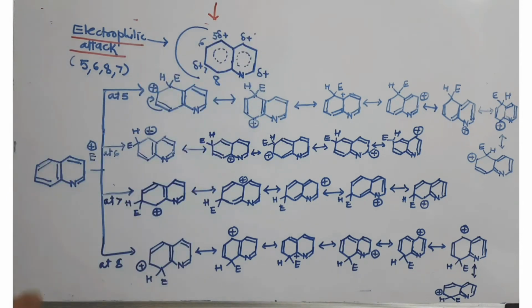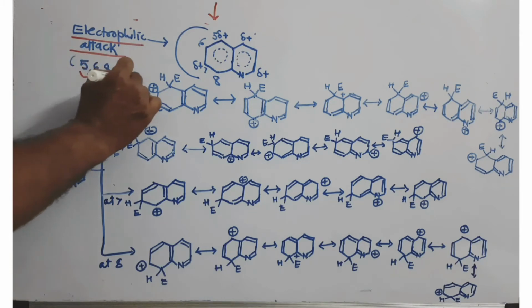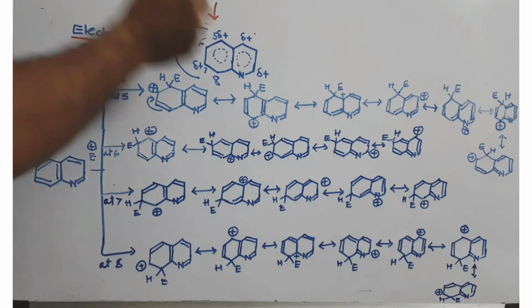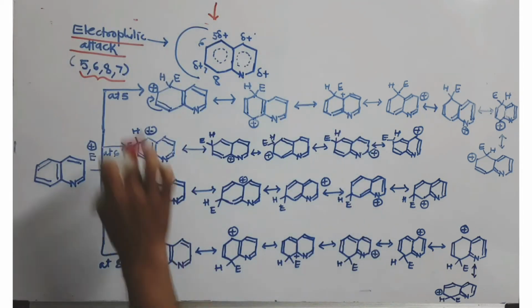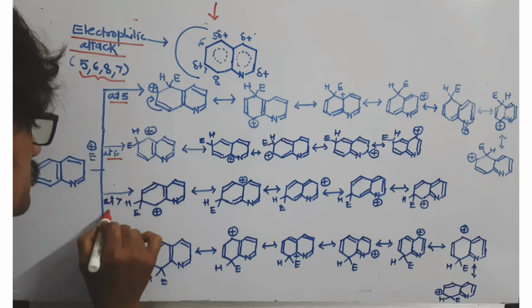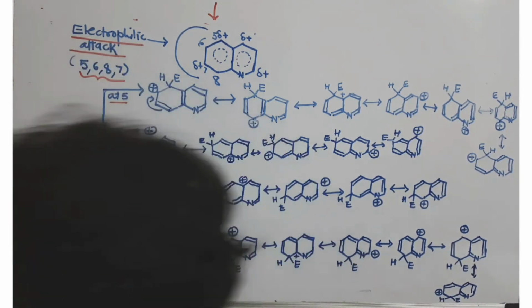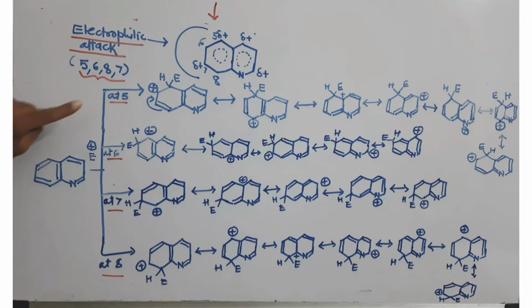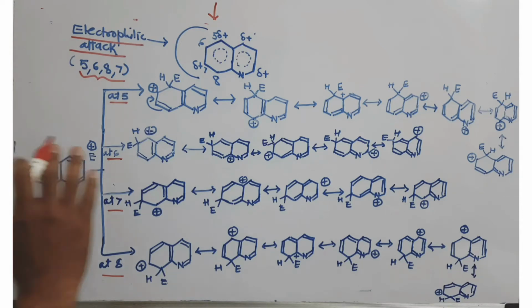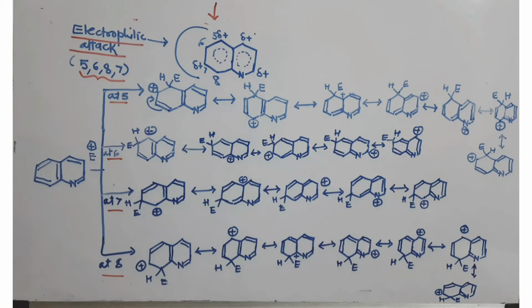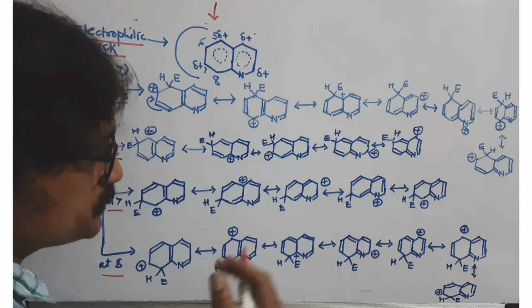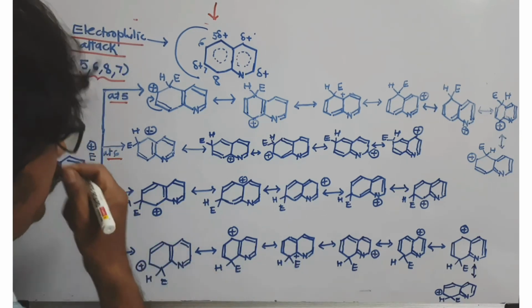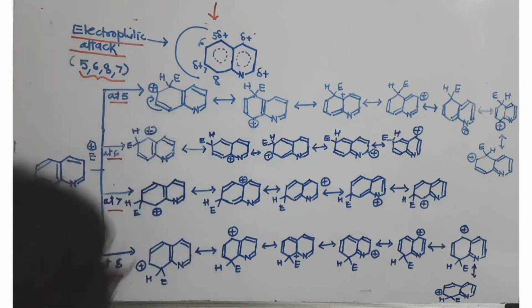Now there is one more problem: in the benzene ring of quinoline there are 4 positions available for attack, this and this. To decide where the electrophile will go, it could go at the 5th position, 6th, 7th or 8th position. As usual, we'll consider attack at the different positions and see the stability of the intermediate formed after attack. The more stable reactive intermediate will decide where the electrophile will go.